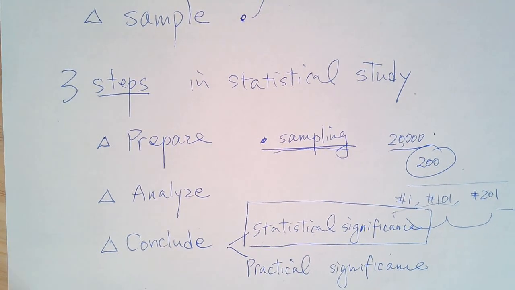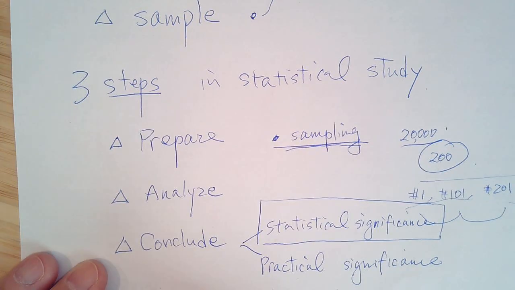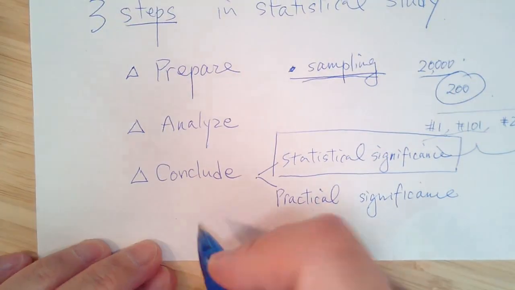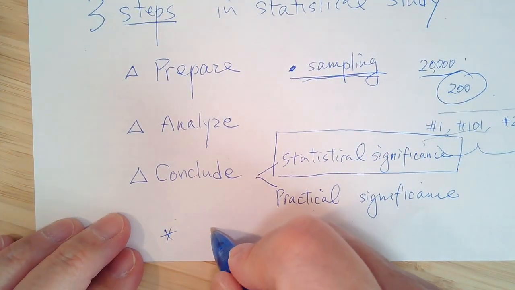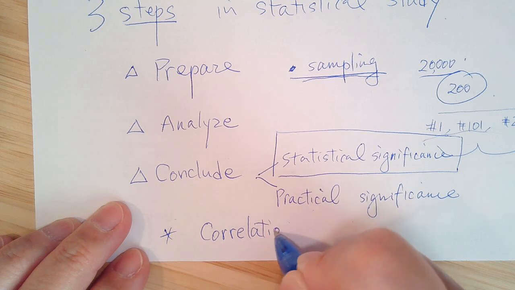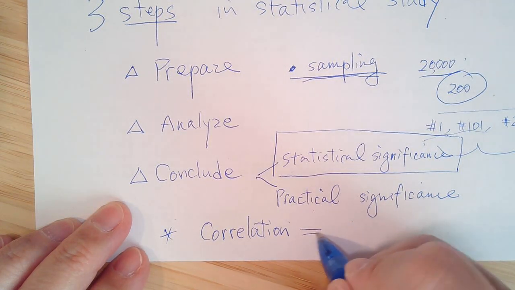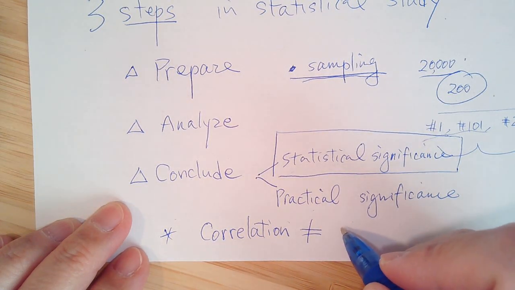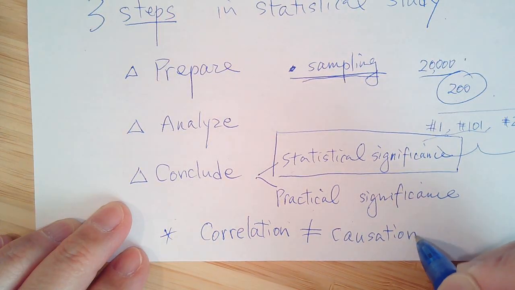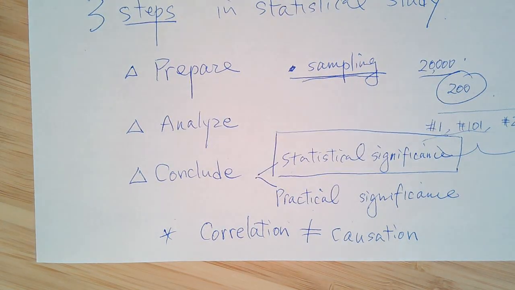All right. The other thing about the conclusion is there's one thing I want you to know. Correlation does not equal, or does not imply, causation. What does that mean? It just means 2 things happen together. It doesn't really mean that one is the reason for the other.